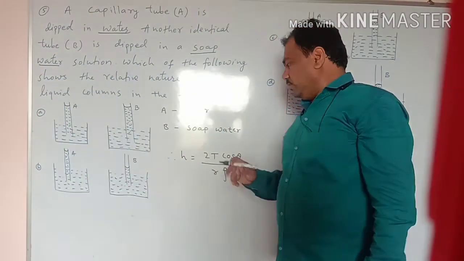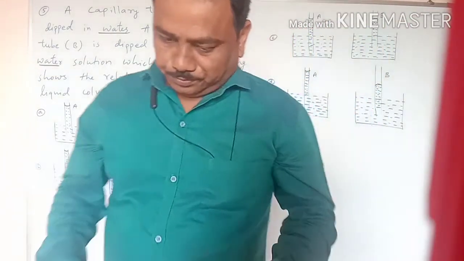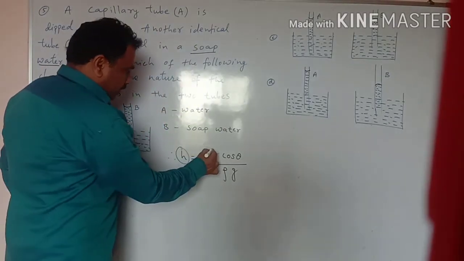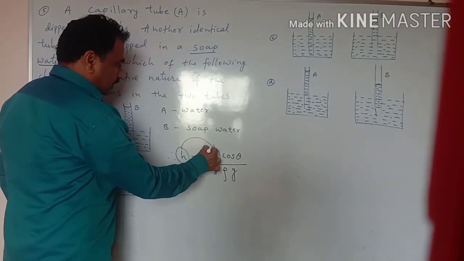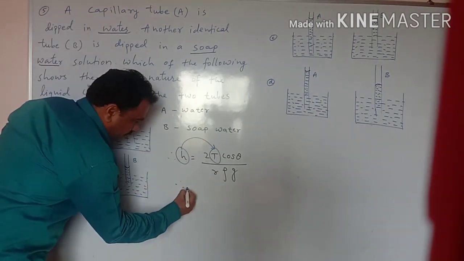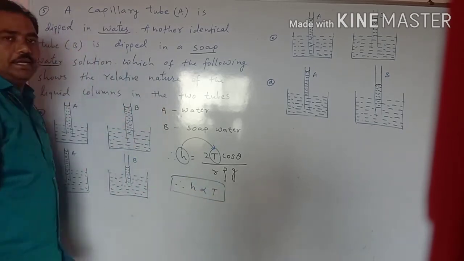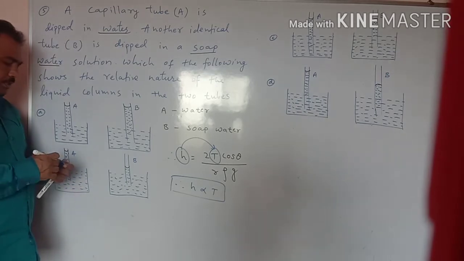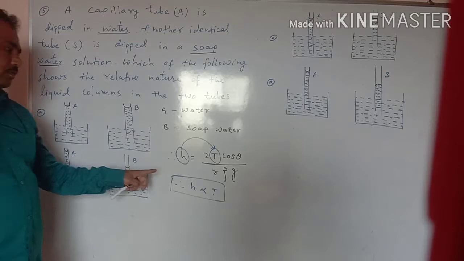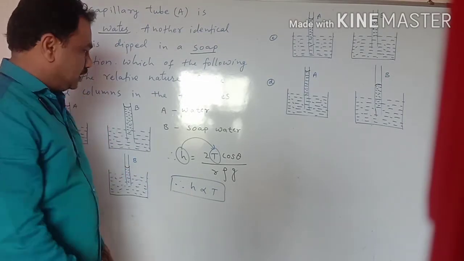Now see here, what is the relation between height and surface tension? According to these relations, we conclude that the height of the liquid column is directly proportional to the surface tension T. It means that if the surface tension of a liquid increases, the height of the liquid column also increases. So this is the conclusion.